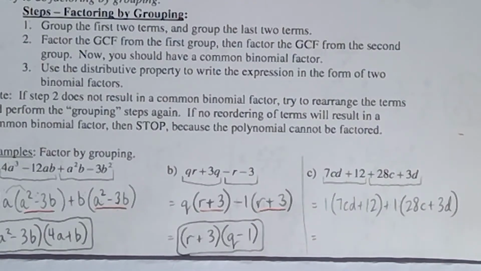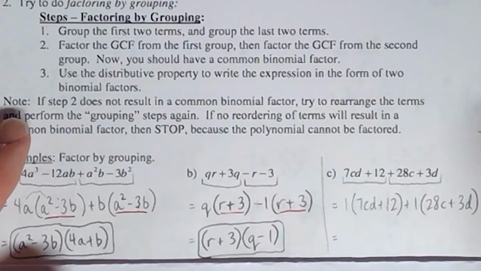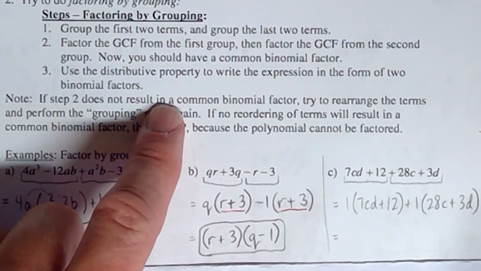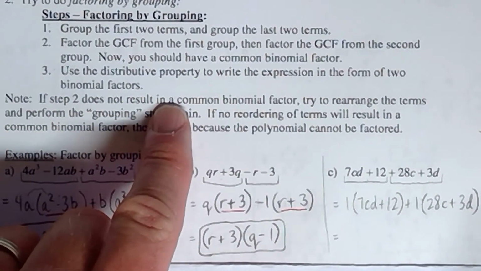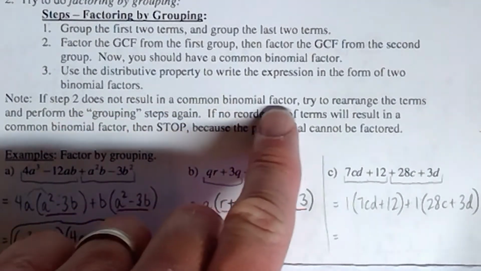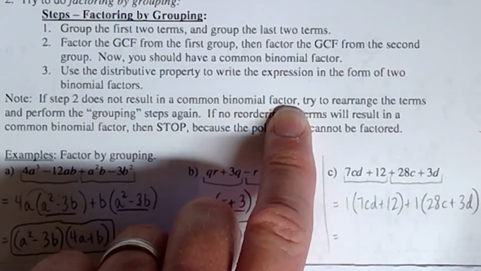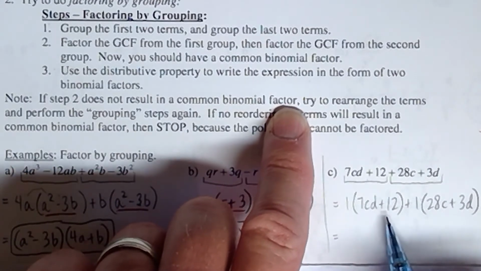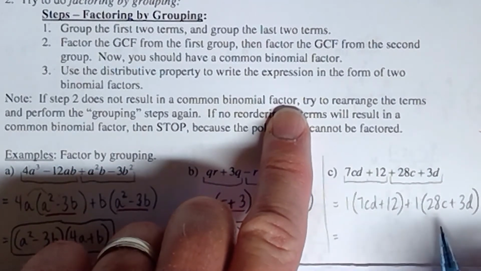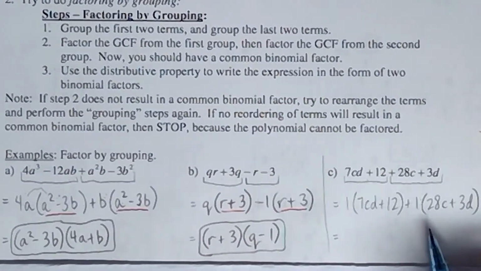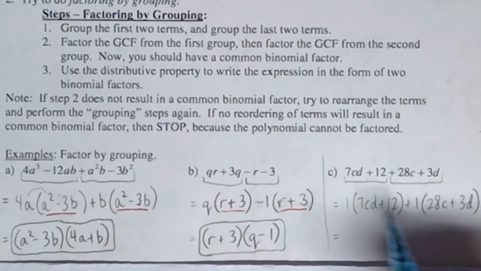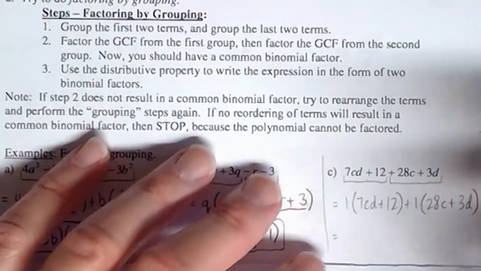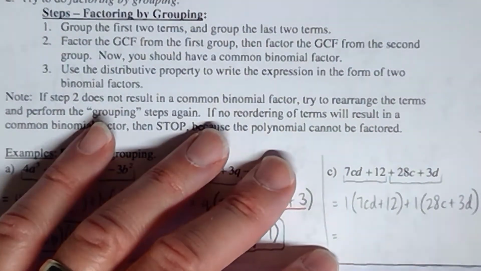As you see down here where it says note right here, it says that step 2, which is the step where you try to get the common bracket, if it does not result in a common binomial factor, that's the same thing as saying common bracket, because the bracket is going to be a binomial, meaning it has two terms in it. In that case, we try to rearrange the terms in the original problem and try to do the steps again. So I'm going to take my eraser.